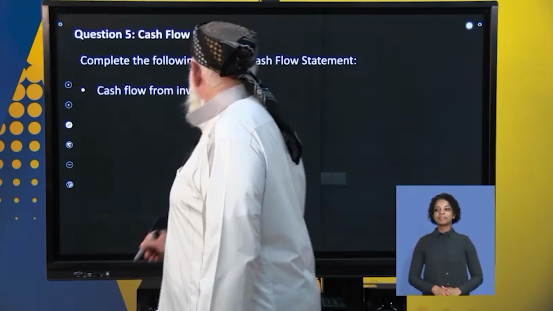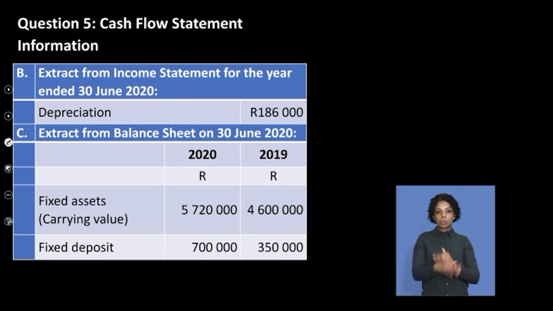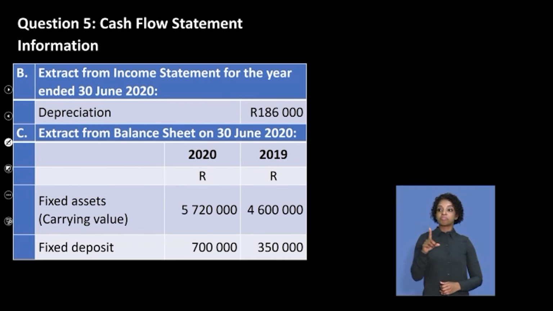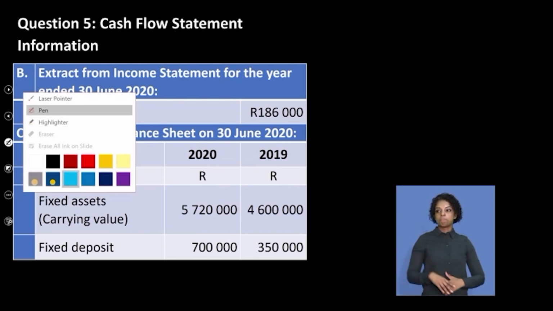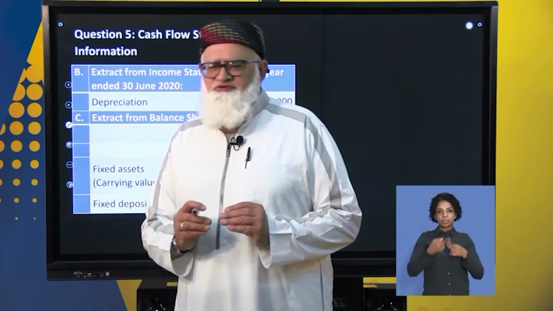Right. Okay, guys, here goes. We're looking at specifically the investing activities with regards to the cash flow statement. Okay, now, what information do we have? We are told, and information from the income statement is that my depreciation amounted to 186,000. Now, let's just talk about depreciation very quickly.